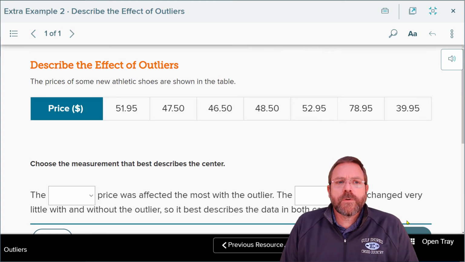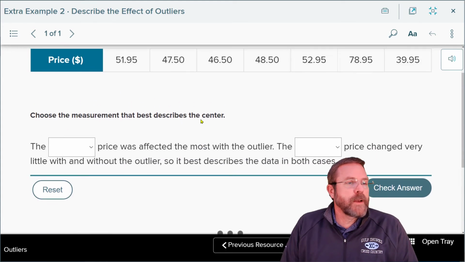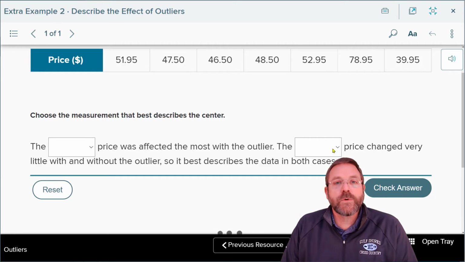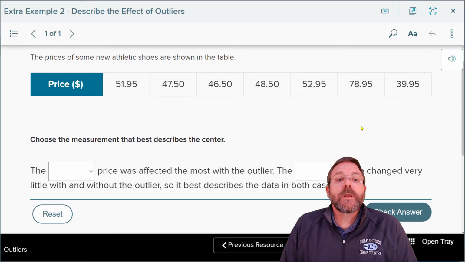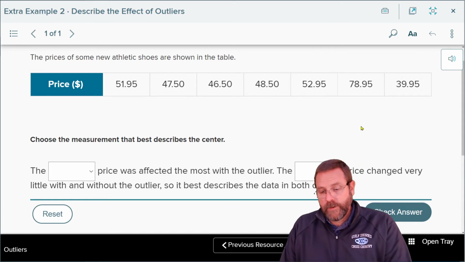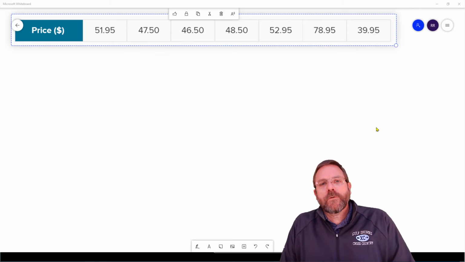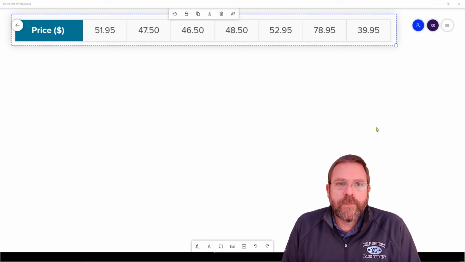Now it's going to be your turn to do extra example 2, where you're going to solve it and find out what the answer is of how the price is affected most with the outlier, and which one affected most and which one changed very little. Now the answer should be pretty obvious at this point, but you still need math to prove it. So let's start off calculating our values with the outlier.